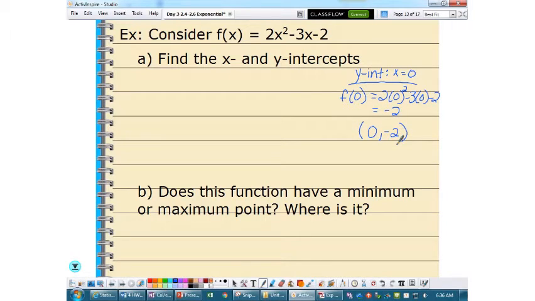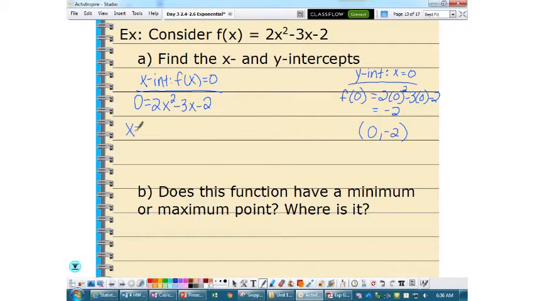For x-intercepts, you actually have to solve your quadratic. So for x-intercepts, we set it equal to 0 and we solve for x. I'm going to use the quadratic formula just for a little review. So we're going to have x equals negative of negative 3, which is positive 3, plus or minus the square root of b squared, which is 9, minus 4 times 2 times 2. So we get plus 16, all over 2 times 2, which is 4.